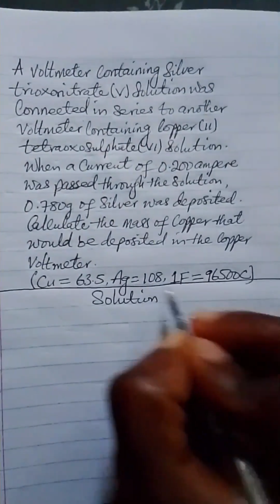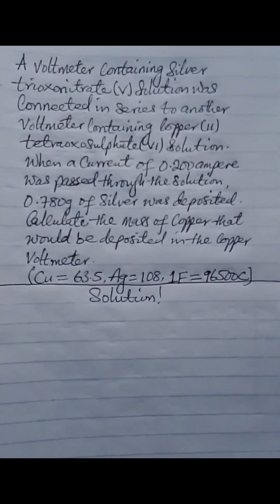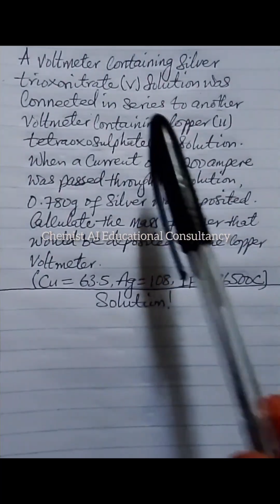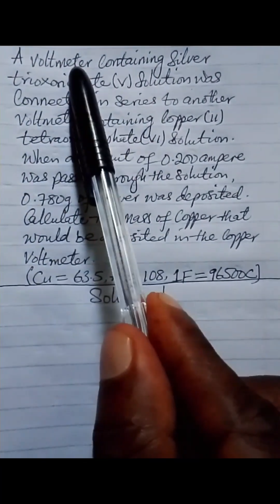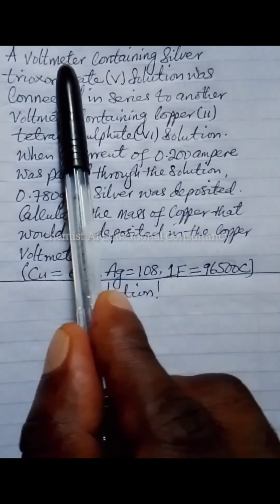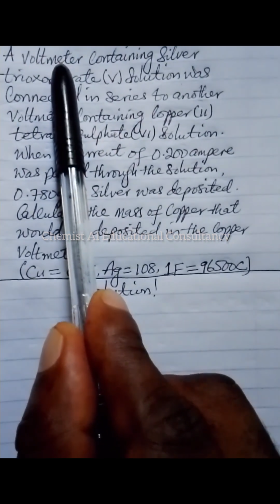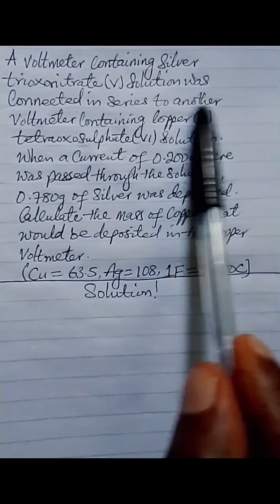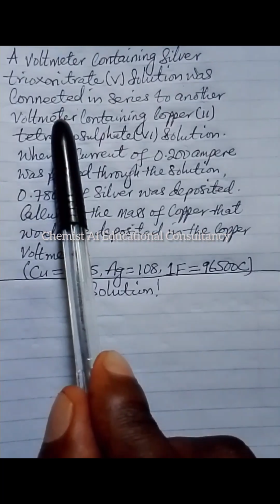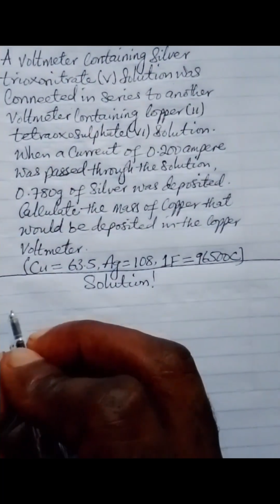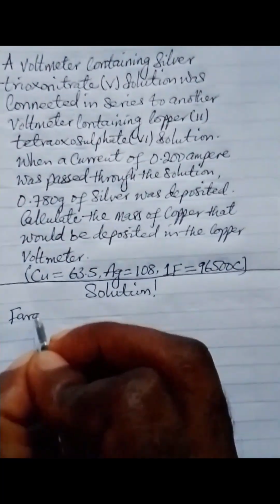Now, in questions like this, what you will do is to be sure that there is more than one voltmeter. In this case, there are two voltmeters: a voltmeter containing silver trioxonitrate(V) solution and a voltmeter containing copper(II) tetraoxosulfate(VI) solution. And also, there is one current that is passed in the two voltmeters.